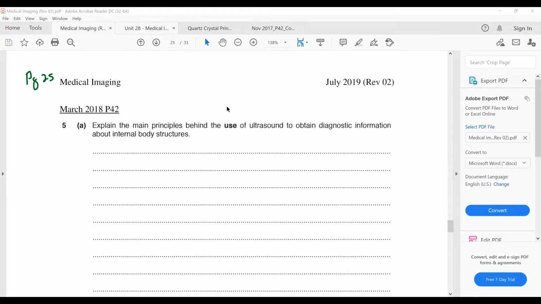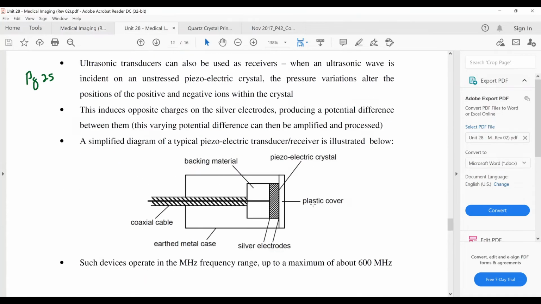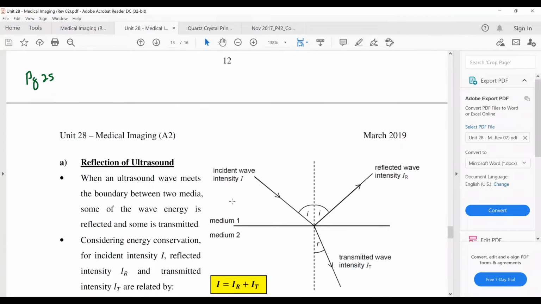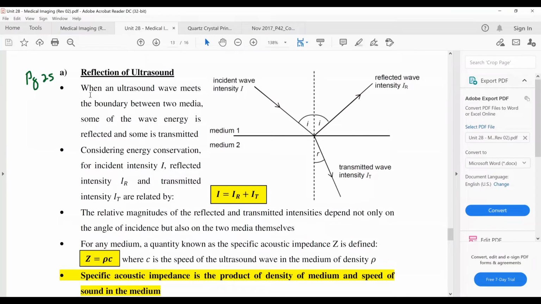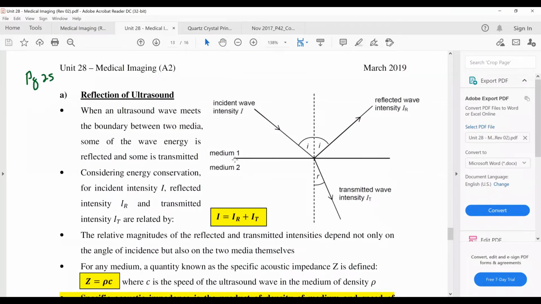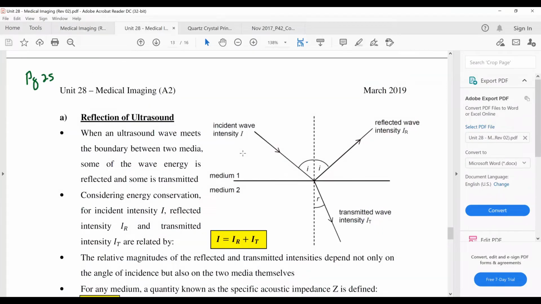Okay, now this is where we need to go to this part of your notes, page 13 of your notes for medical imaging. Right, now you covered the part of how we produce ultrasound waves. Now we need to cover how we are going to use the ultrasound waves to produce an image. So take for example right now when we're talking about ultrasound. Now ultrasound has a very curious property in the sense that it is very easily reflected.